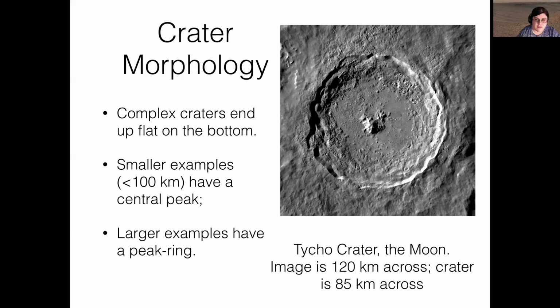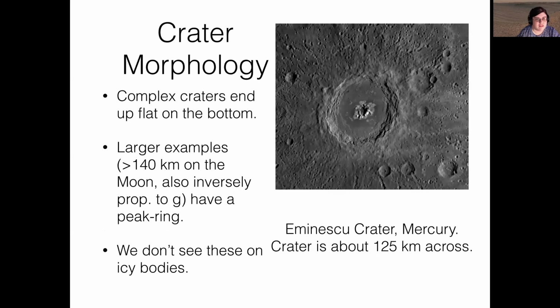This picture is an example of Tycho crater on the moon. You can see there's a nice peak in the center. The crater's about 85 kilometers across, so it's much bigger than the ones we were looking at. Now, this one is MSQ crater, I'm probably pronouncing it wrong, on Mercury. You can see that it is a bit bigger than the one on Tycho, and Mercury also has slightly stronger gravity than the moon because of its giant core. And you can see that's clearly a peak ring.